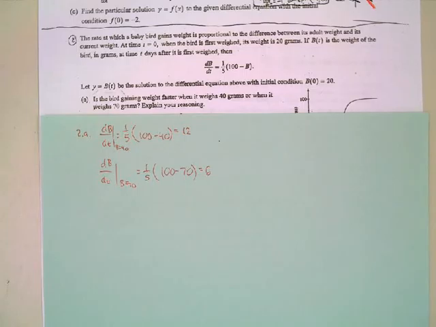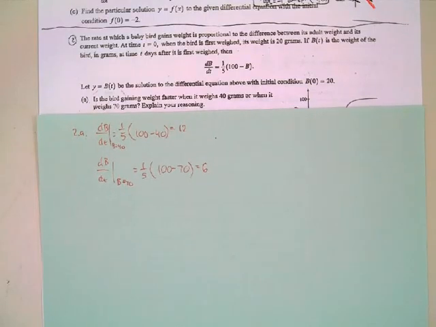40. Okay, 40 is correct, and let's go to Nate. Can you tell me why you think that's correct? Why is the bird gaining weight faster at 40 grams? I was not paying attention, sorry. Okay, that's fine. We'll go to someone else. We'll come back to you.